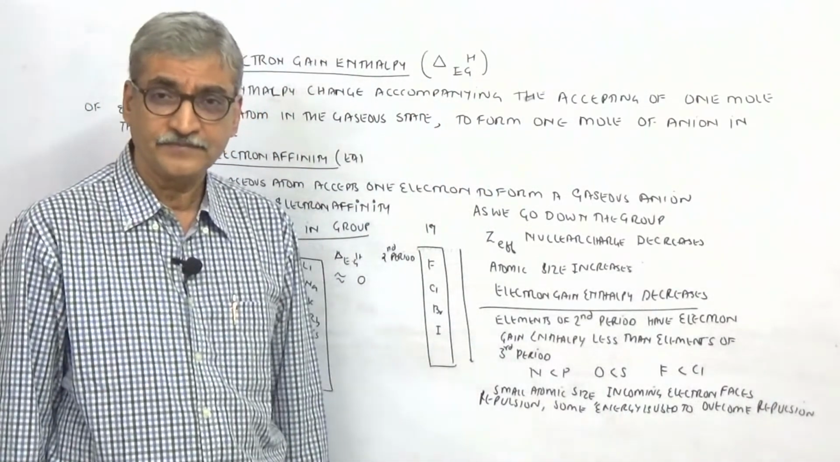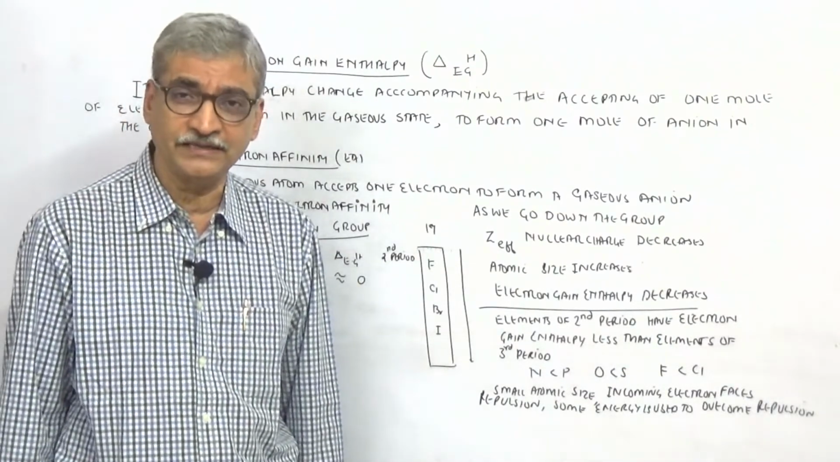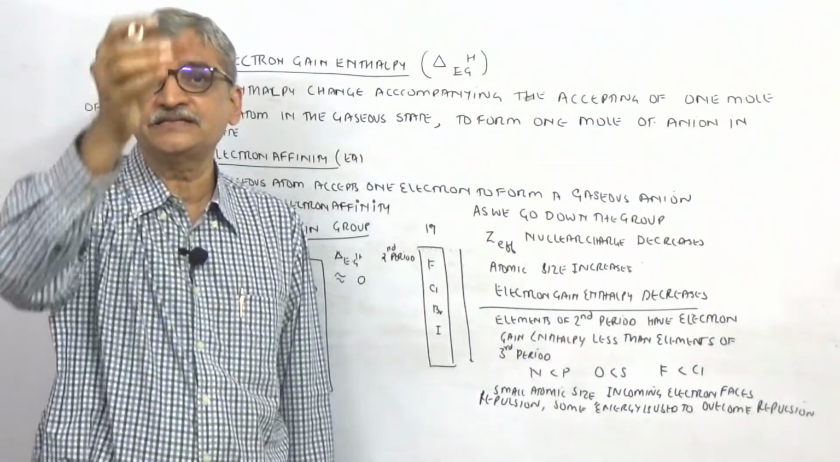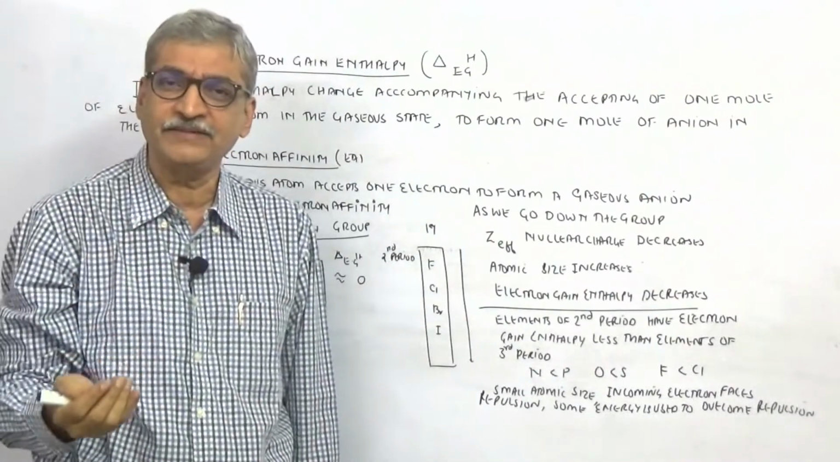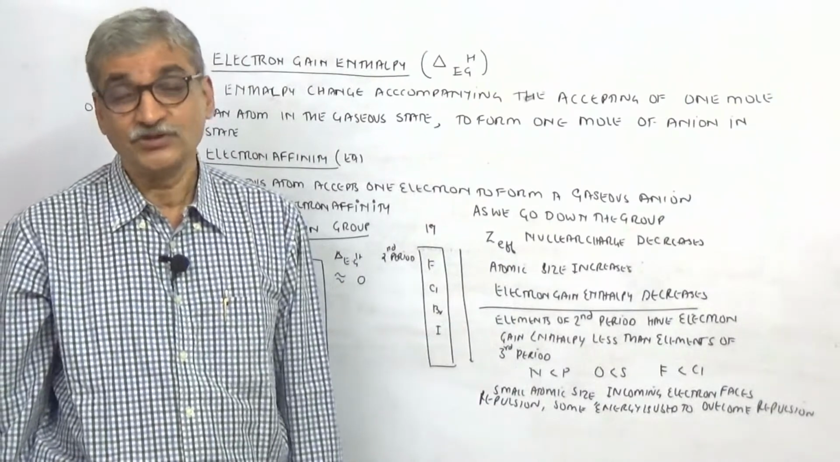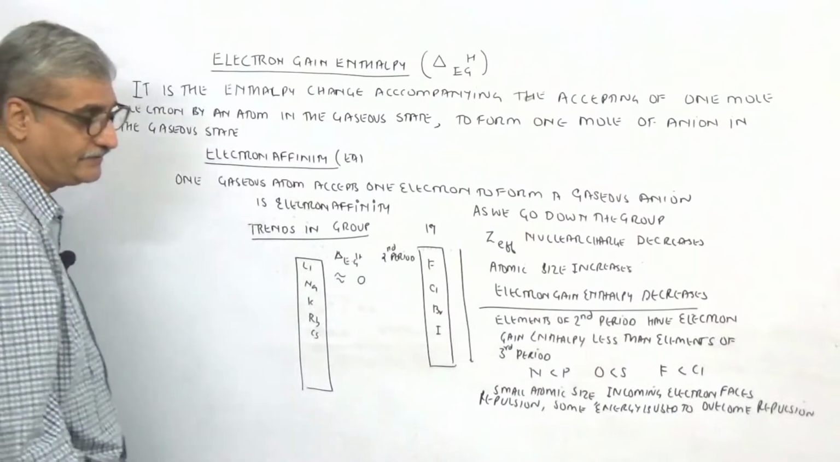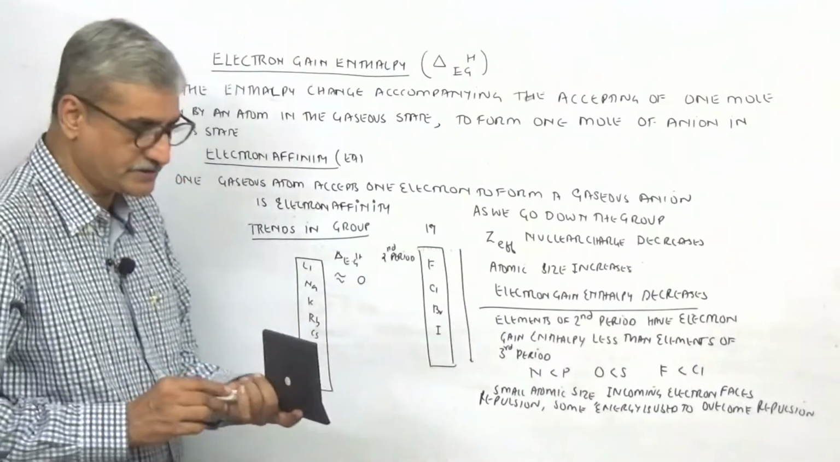Technically, the elements of the second period should have had more electron gain enthalpy, because we are saying it decreases in a group. So the first element in the group should have maximum. The first element does not have. So what does this finally tell you? What is the entrance exam question that we can have? This is the entrance exam question. What is it?